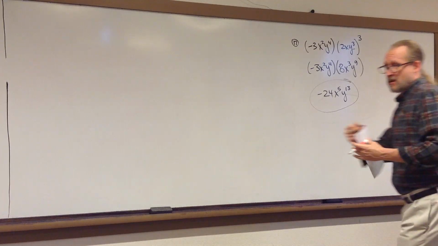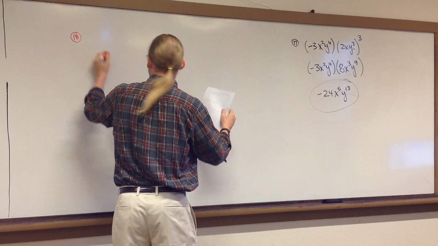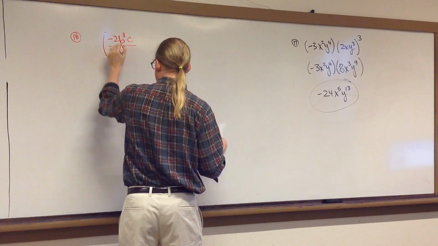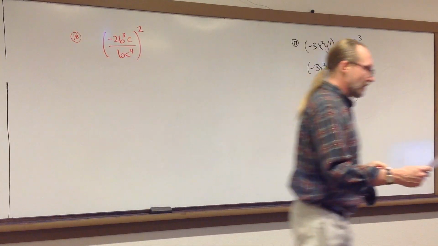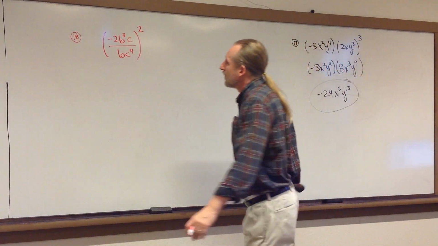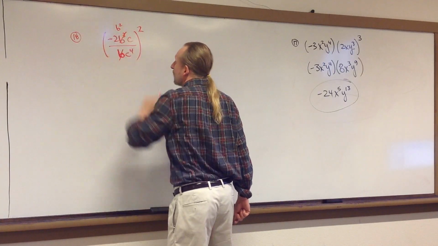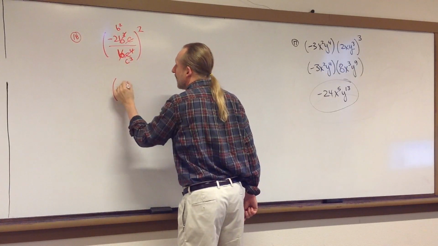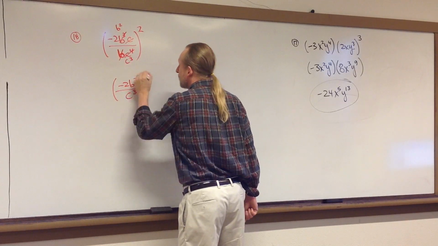So, problem 18. What do we have here? Negative 2b to the third c on top, bc to the 4th on the bottom, and that's all being raised to the 2nd power. Now we can just raise everything in there to the 2nd power, but I'm going to do some canceling before we do that. Because this b will cancel out one of these and leave us with b squared. And this c will cancel out one of these and leave us with c to the 3rd. So we end up with negative 2b squared on top and c to the 3rd power on the bottom.